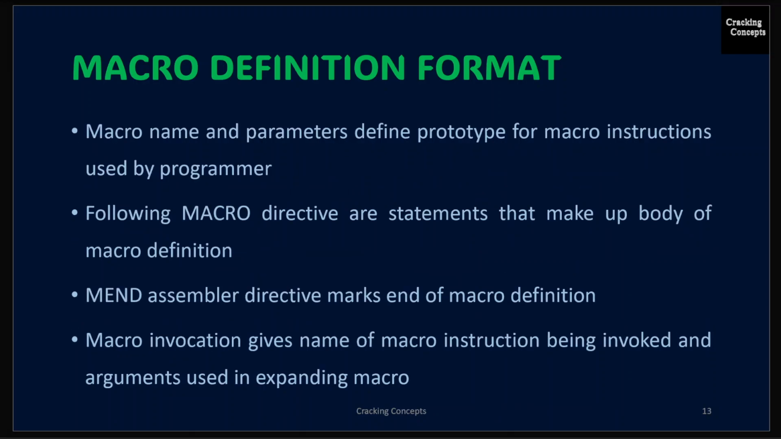The macro name and parameters define a pattern or prototype for the macro instruction used by the programmer. Following the MACRO directive are the statements that make up the body of the macro definition. The MEND assembler directive marks the end of the macro definition. A macro invocation or macro call statement gives the name of the macro instruction being invoked and the arguments to be used in expanding the macro.